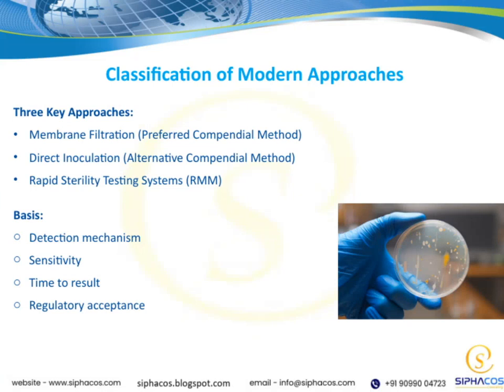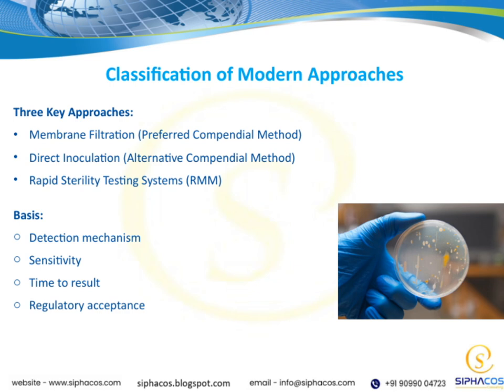Now, let's look at how modern approaches to sterility testing are classified. We have three key methods that are widely recognized today. The first is membrane filtration, which is actually our preferred compendial method because of its reliability and efficiency. Then there's direct inoculation, which serves as an alternative compendial method when membrane filtration isn't suitable. And finally, we have rapid sterility testing systems, often referred to as RMM, which are becoming increasingly popular due to their speed. When we compare these approaches, they differ based on several factors.